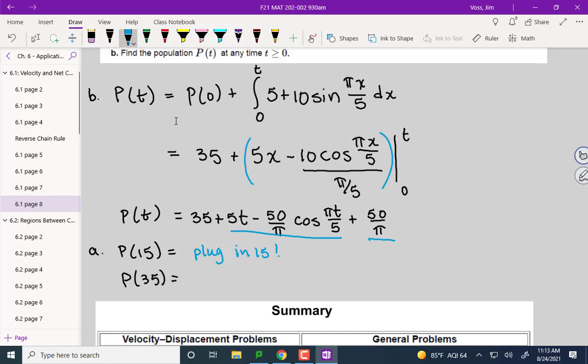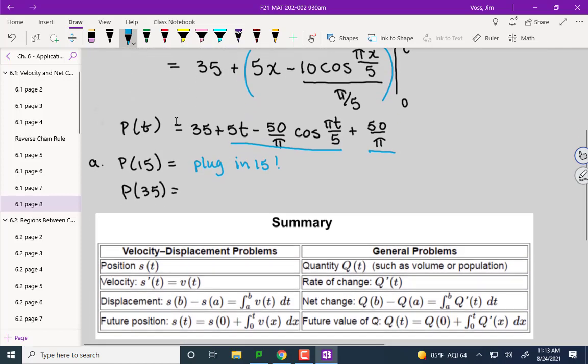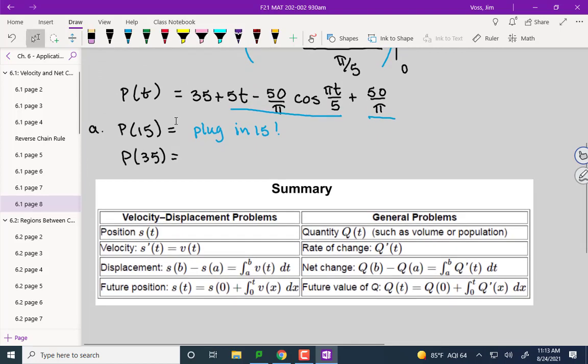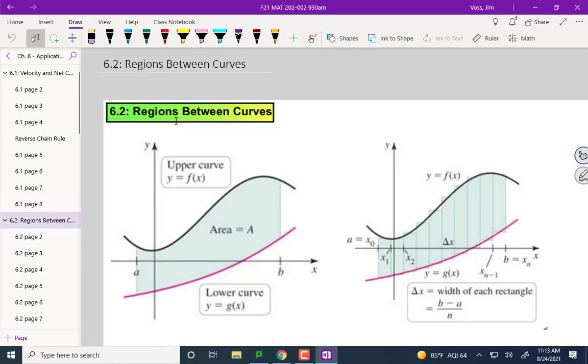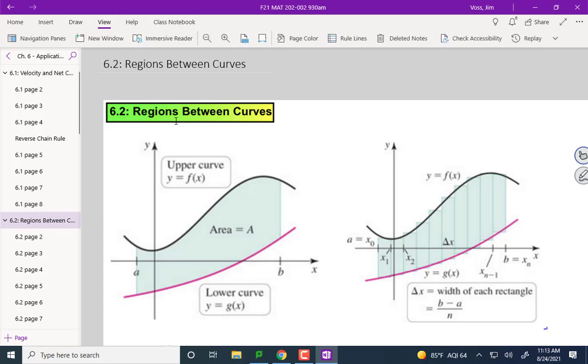Yep, and plugging in 15 here is not too hard. We'll get 15 pi over 5. That's going to be 3 pi. Cosine of 3 pi is negative 1, so that becomes positive. And then plug in 15 there, too. That part's easy. So there's the summary again. Position, velocity, all the stuff we've been talking about. Let's go to 6.2.